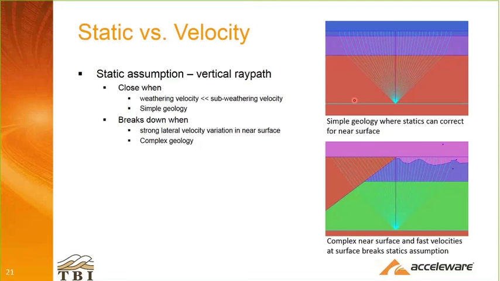And it breaks down in scenarios like I'm showing in the bottom right here, where we've got strong lateral velocity variation and complex geology. You can see there's a lot of non-vertical ray paths here. And so we just need to be careful about how we apply our statics. We can't go ahead and correct for all of this with a static correction without sacrificing some of the wavefield propagation.